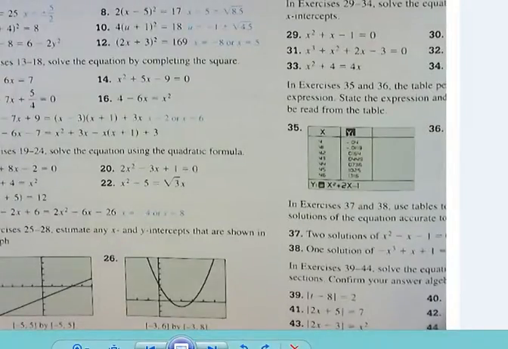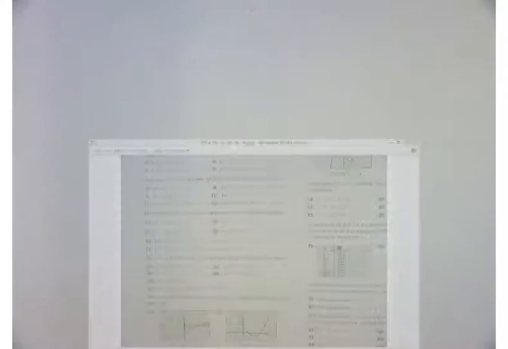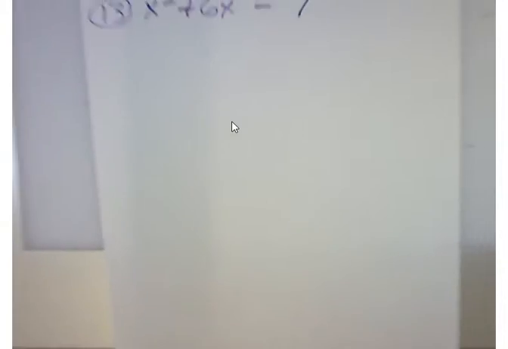All right, let's do example number 13. Example number 13 says solve the equation by completing the square. My equation for number 13 is x squared plus 6x is equal to 7, right? And so we want to solve that by completing the square. So I've written down the equation.